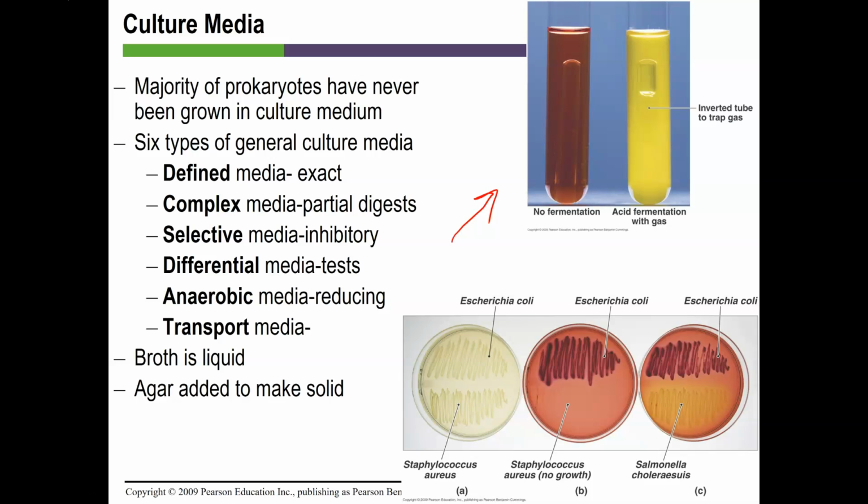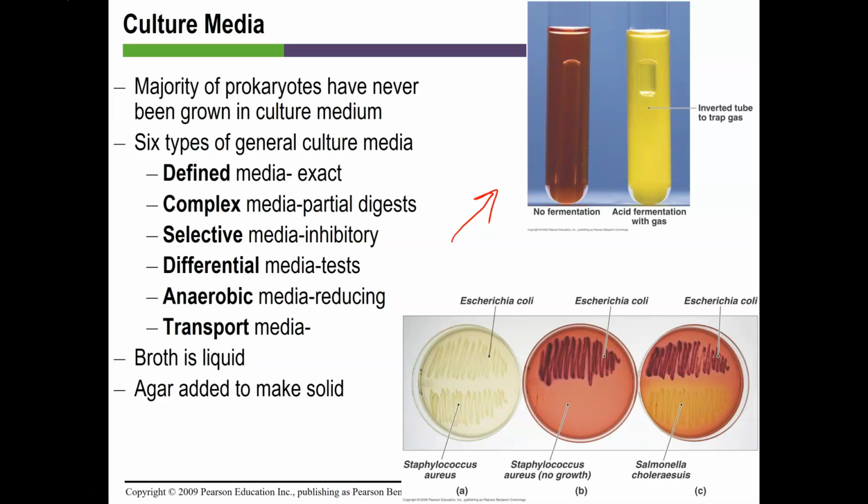Anaerobic media has specific reducing agents within it to try to protect sensitive organisms from oxidation. Anaerobes cannot tolerate the toxic forms of oxygen. Anaerobic media with the antioxidant reducing compounds are an attempt to protect the anaerobes from being damaged.